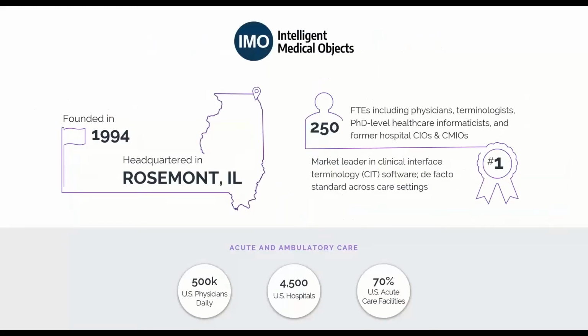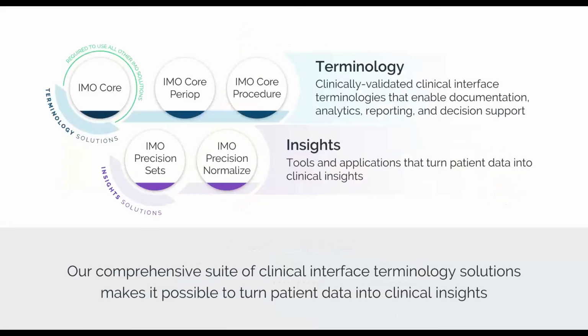So this traditional mode of using IMO's clinical interface terminology across many EHR platforms is used in 70% of the acute care facilities in the U.S. That translates roughly to 4,500 U.S. hospitals. So we have traditionally had a very wide install base for our clinical interface terminology in the U.S. and also in many international locations. As we can show you in the next slide, our product portfolio has 2 aspects to it.